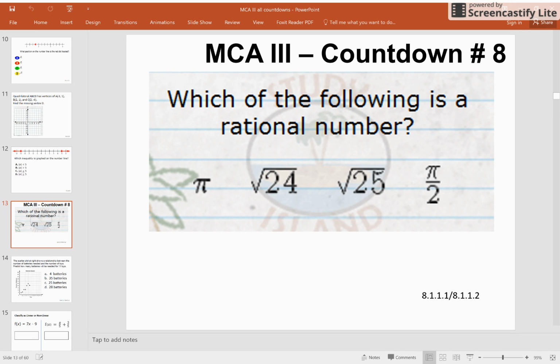Last question. Which quadrilateral has vertices at these 4 points? So what they're asking for is to name it. I could say parallelogram, or I could say rhombus, or I could say rectangle, or I could say square. I have to draw them to see what it's going to look like.